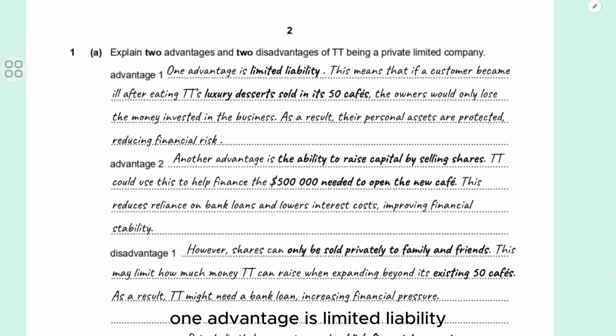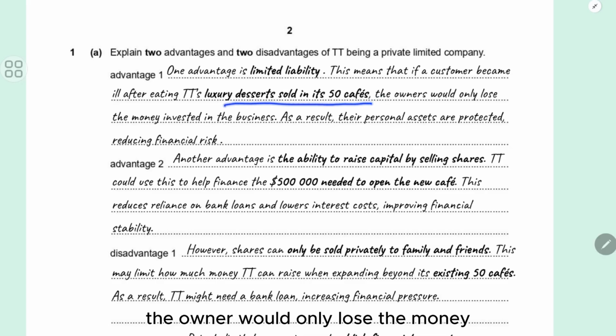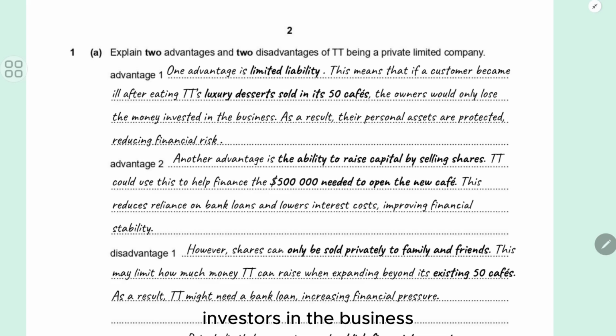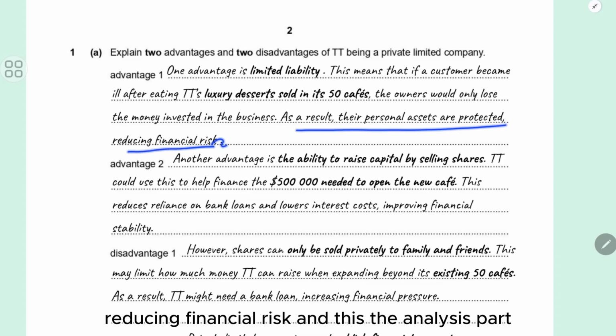One advantage is limited liability. This means that if a customer becomes ill after eating TT's luxury desserts sold in its 50 cafes, the owner would only lose the money invested in the business. This part is the application. As a result, their personal assets are protected, reducing financial risk. And this is the analysis part.